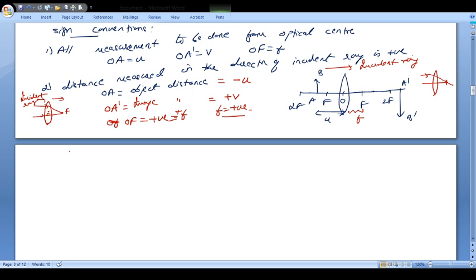Now let's see the same thing for a concave lens. Let us see the sign conventions for the concave lens as well. Let us suppose this is a concave lens. Now you keep an object here. This is AB. Now this is F, this is the optical center. You get A dash B dash here. This is A dash B dash. Now what is the direction of the incident ray here? The direction of the incident ray is this direction.